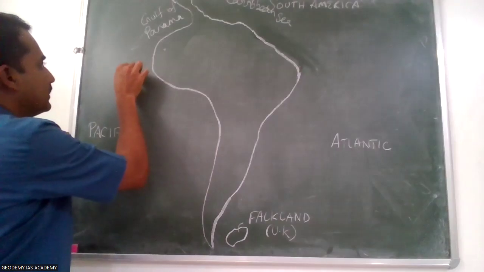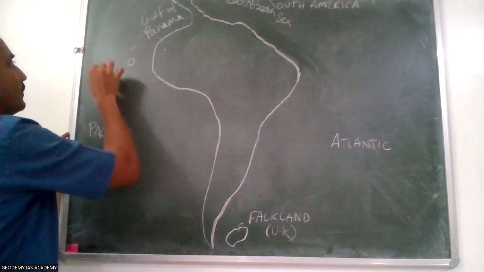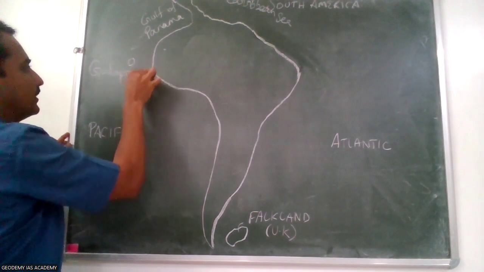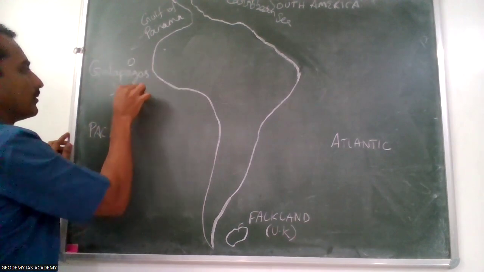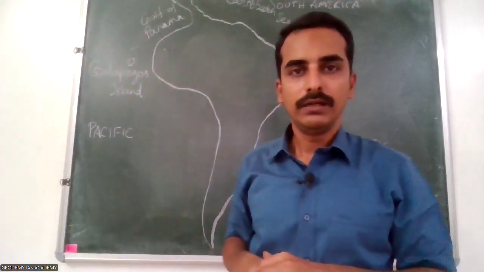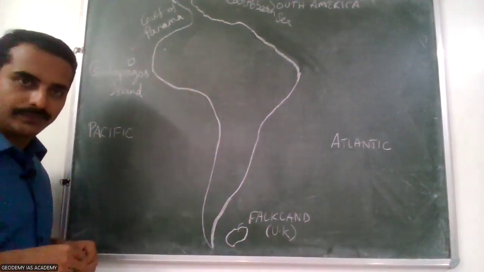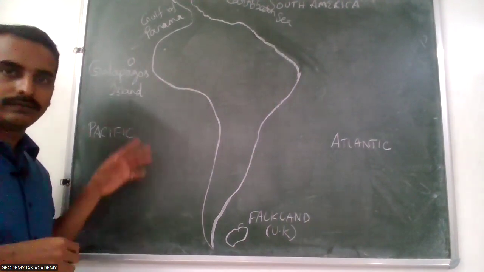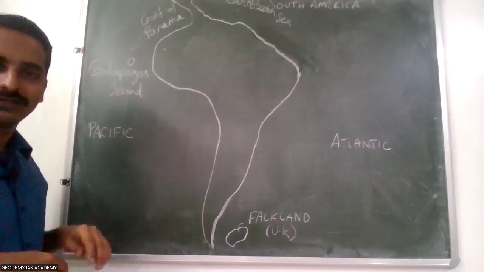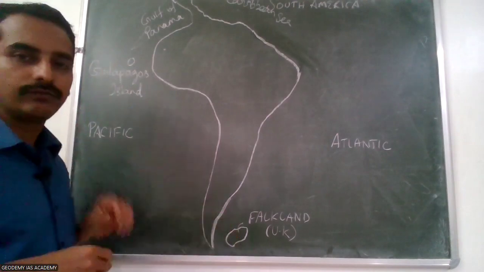And here, one important island in the equatorial region is Galapagos Island. The Galapagos is the most important one. Charles Darwin researched many species in Galapagos Island, and we know the largest tortoise in the world is the Galapagos tortoise. Actually, Galapagos means tortoise, but they named it the Galapagos tortoise. Okay, so the Galapagos Island is here, and here it is Falkland Island.